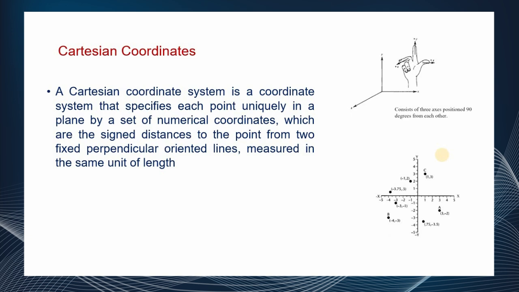The Cartesian coordinate system is an accurate coordinate system that specifies each point uniquely in a plane by a set of numerical coordinates, which are signed distances to the point from two fixed perpendicular oriented lines, measured in the same unit of length. It is measured on the basis of Fleming's left hand rule. This figure shows the Cartesian coordinate system.